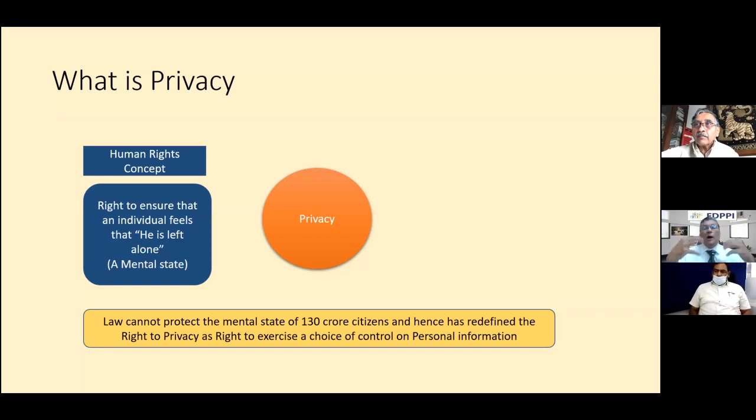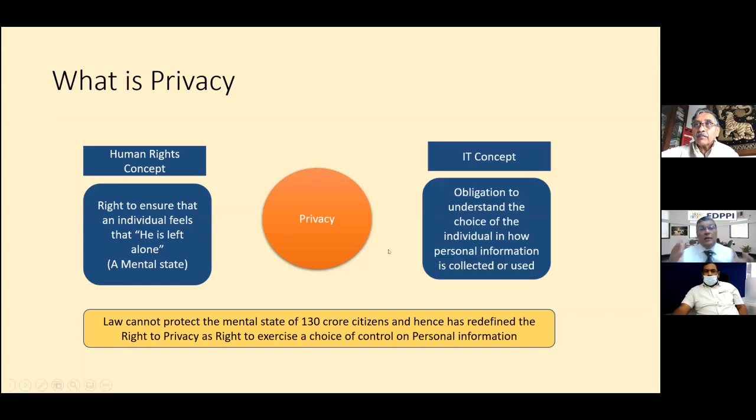And if I, as a company or somebody, am trying to collect that information, then I have to be conscious of these differences of choice of all these people. This is the human right concept of privacy, converted into the right of choice, the right to control personal information. Now, this personal information can be in paper form, oral form, or in IT form.